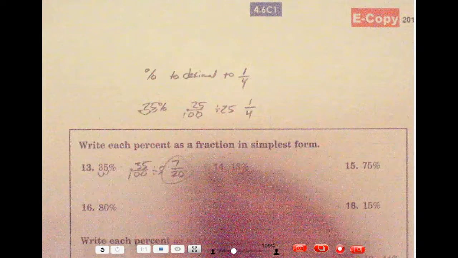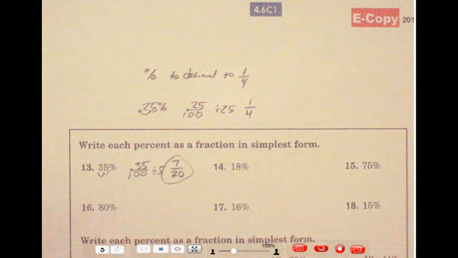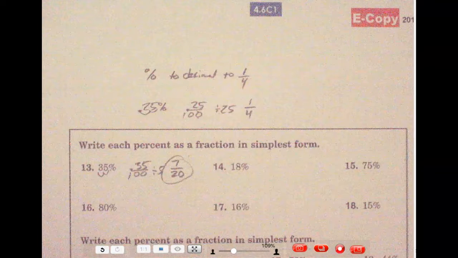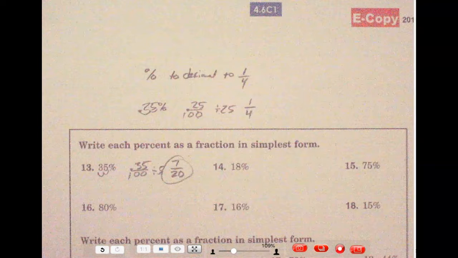Now, if I look at 7/20ths there, 7 is a prime number. The only things that go into 7 are 1 and 7. And I mean, 1 goes into 20, but nothing larger than 1 is common or shared. So 7/20ths is in simplest form.